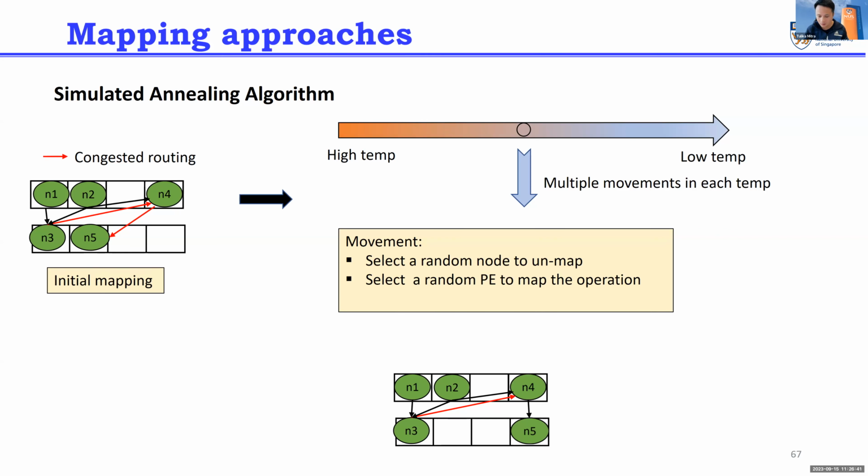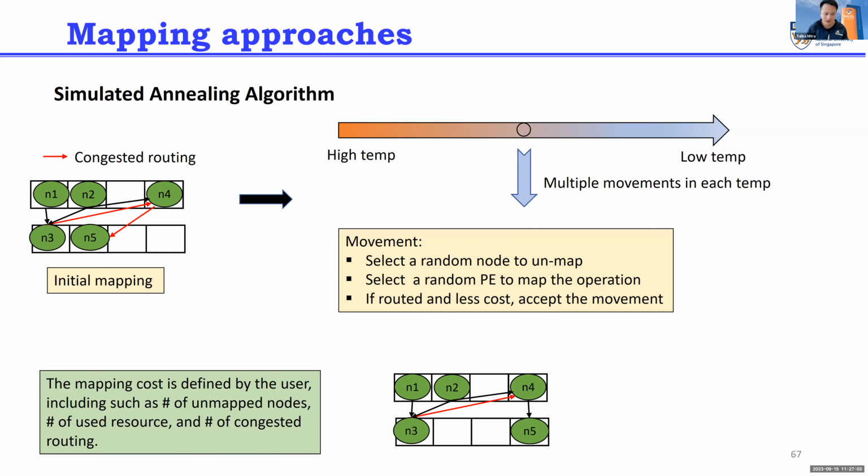But this time the congestion between N4 and N5 disappears. So it's much better. It's better than the initial mapping. If we route this movement and achieve less cost, we can directly accept the movement. The mapping cost is defined by the user. I mean, you can customize it.